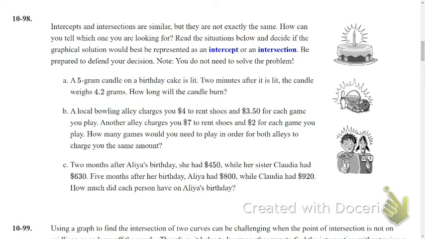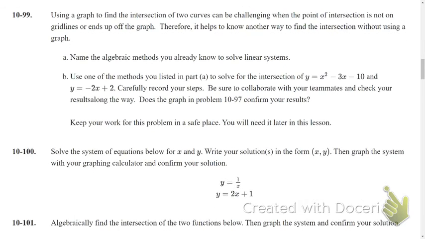Okay, let's move to the next one, 10-99. It says, using your graph to find the intersection of two curves can be challenging when the point of intersection is not on grid lines or ends up off the graph. Therefore, it helps to know another way to find the intersection without using your graph. Name the algebraic model, as you already know how to solve linear systems. Right? So there are a few different ways we've done it algebraically. We've done it through elimination. We've done it through substitution, which is basically just another way to do the equal values method.